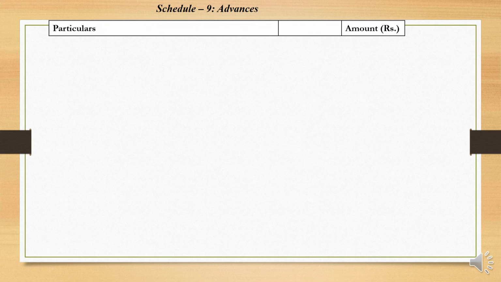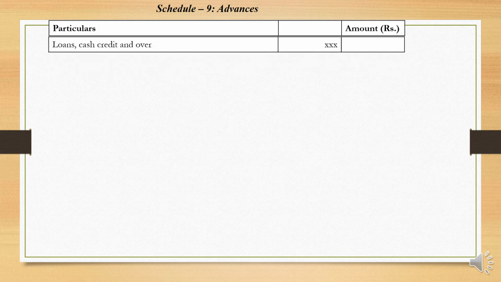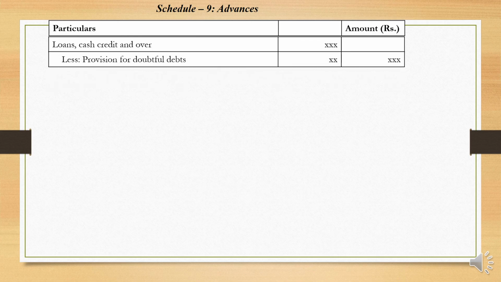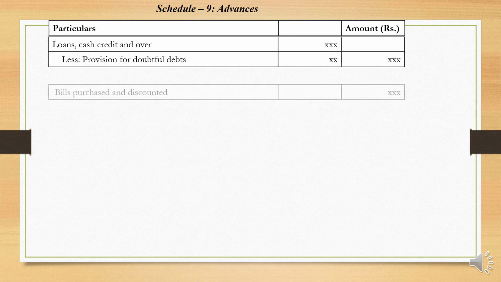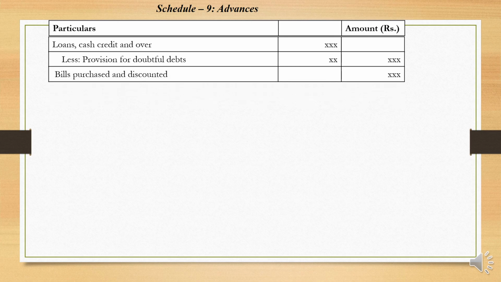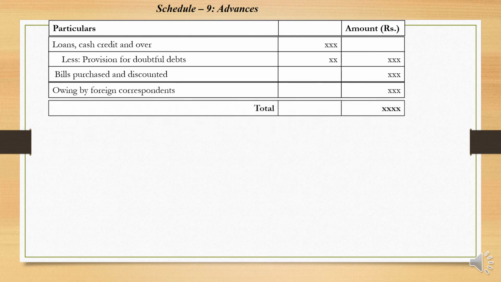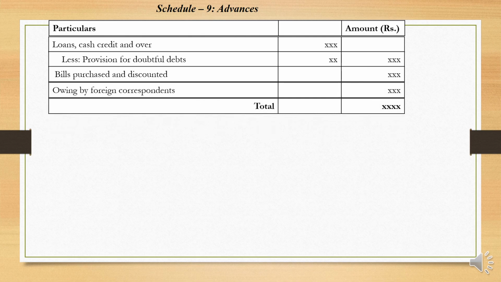Now schedule number 9. Schedule number 9 deals with the advances. So banks are popular for advances, so it would be loans, cash credit, or overdrafts. That will be the first one. And if there is any bad debt, provision for bad debt, that should be deducted, and net amount is to be written outside. So next comes bills purchased and discounted. Next comes owing by foreign correspondents. Then we'll get the total. So these are the total advances. So schedule number 9. Next, schedule number 10.